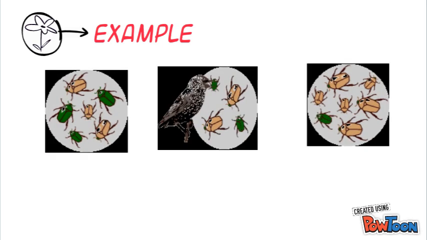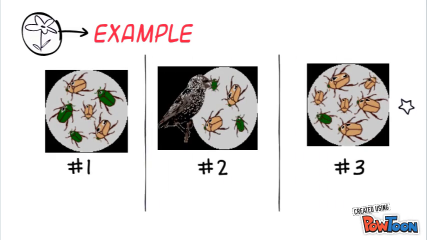For example, in the first photo, you see a species of green and brown bugs. But the bird seems to eat more of the green bugs, leaving the species with the majority of brown bugs. Once those brown bugs reproduce, the majority of the species will be brown instead of an equal amount of green and brown.